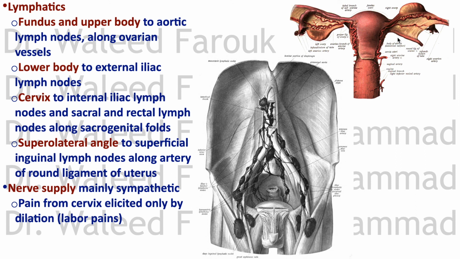The nerve supply of the uterus is mainly sympathetic, and the pain elicited from the cervix is only elicited by dilation. You can cauterize a female cervix without the female feeling any pain, and you will do this in obstetrics and gynae, cauterization of the cervix. So the only stimulus for pain in the cervix is dilation. These are the labor pains.